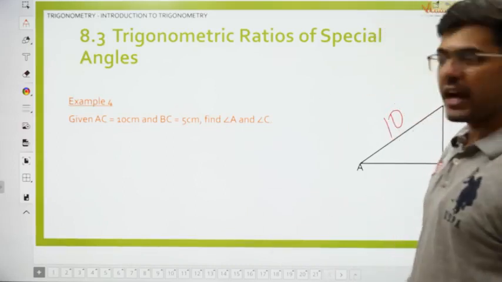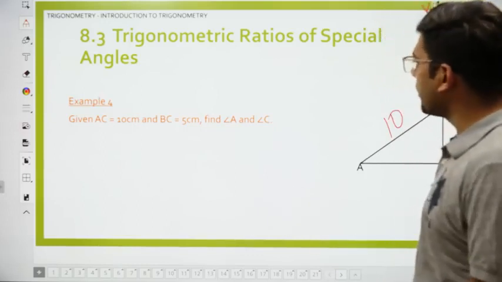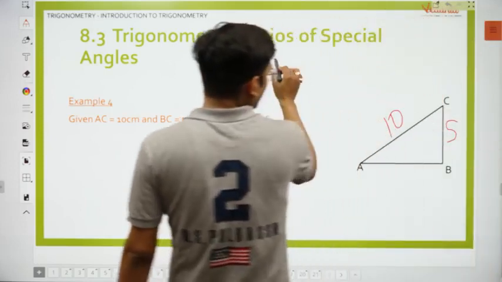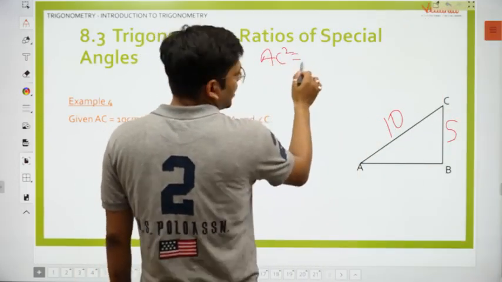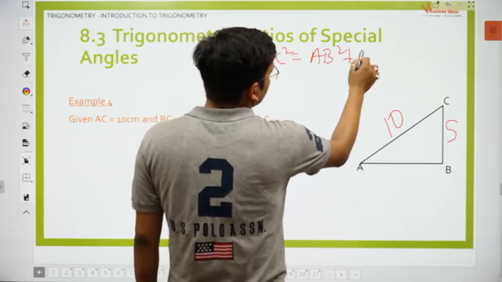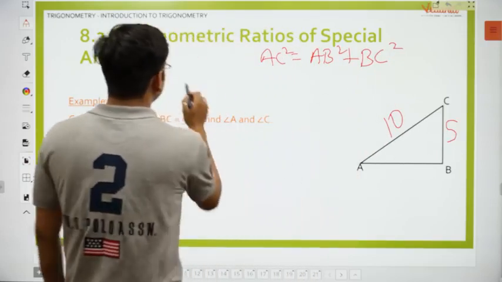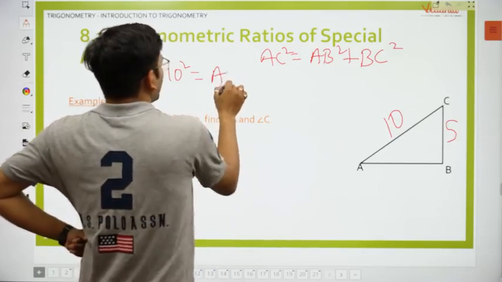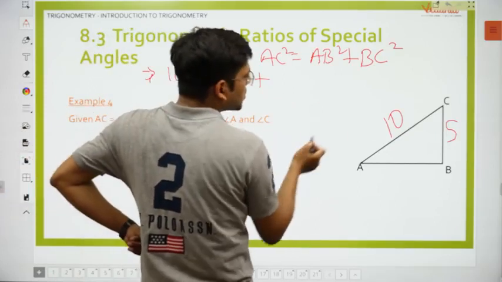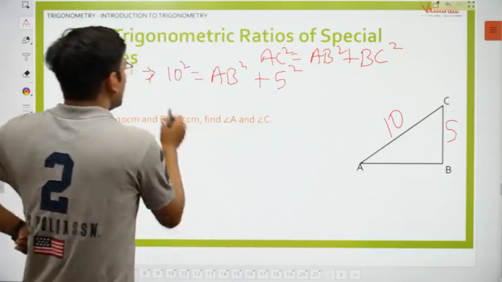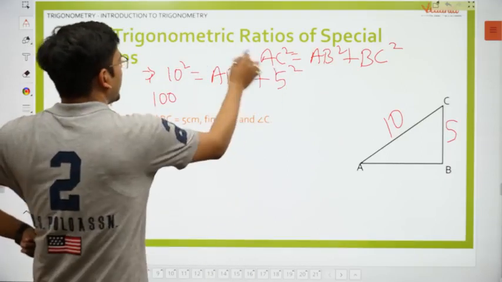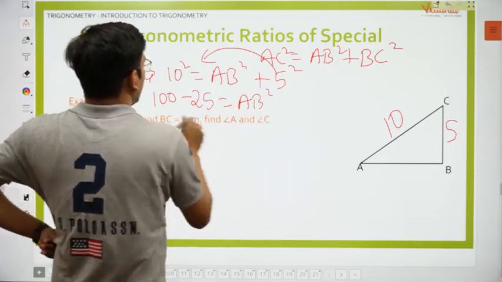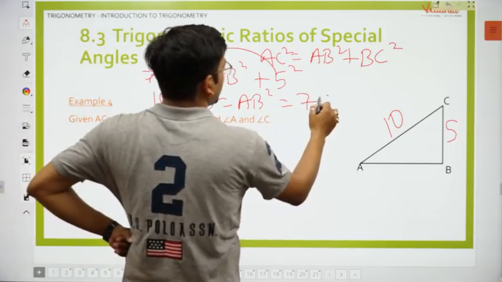AC is given as 10 centimeter. BC is 5 centimeter. Use Pythagoras. AC square is equal to AB square plus BC square. This implies 10 square is equal to AB square, which I don't know, plus BC square, which I know, 5 square. Now this is 100. Bring it here, minus 25 is equal to AB square. 100 minus 25 is equal to 75.